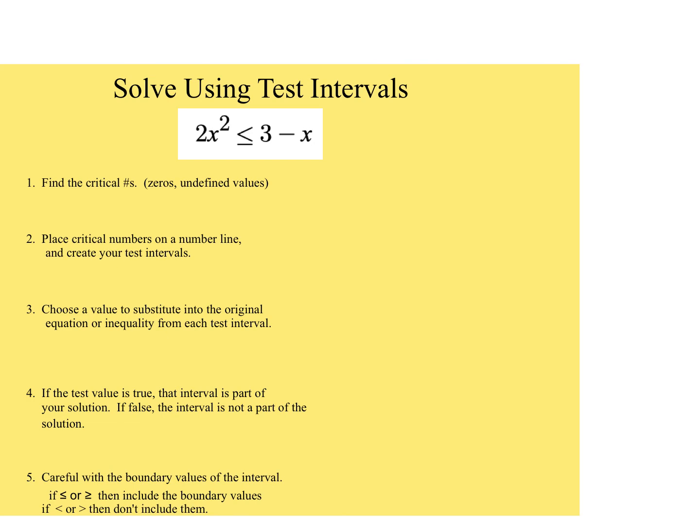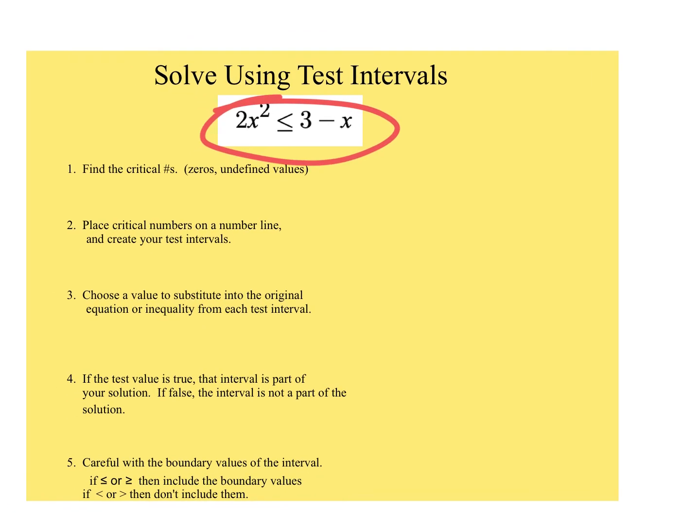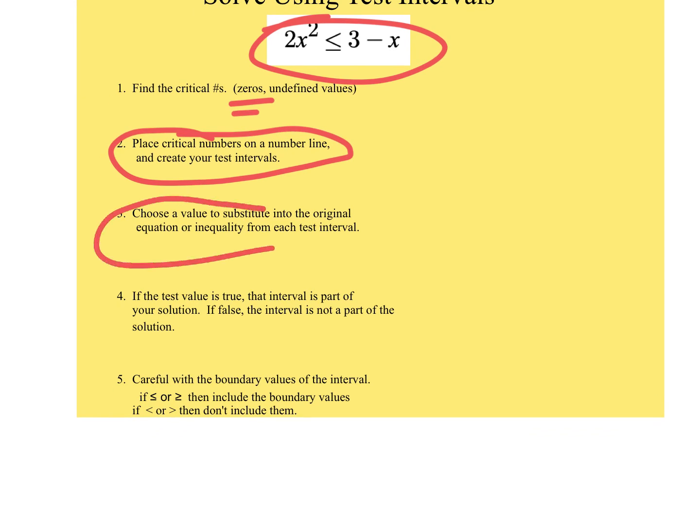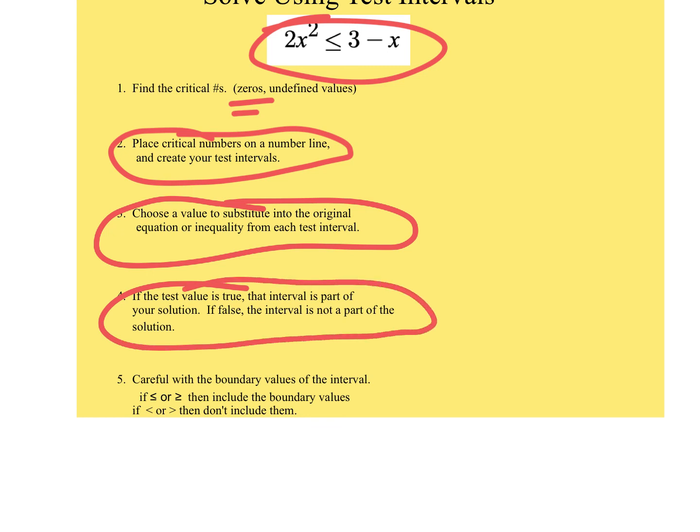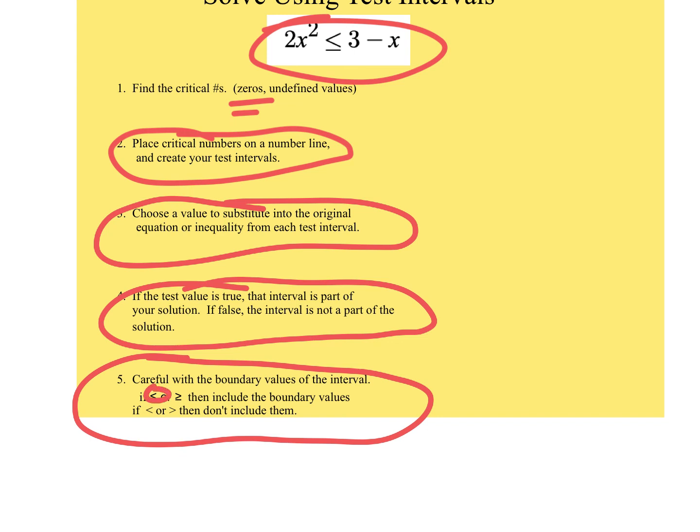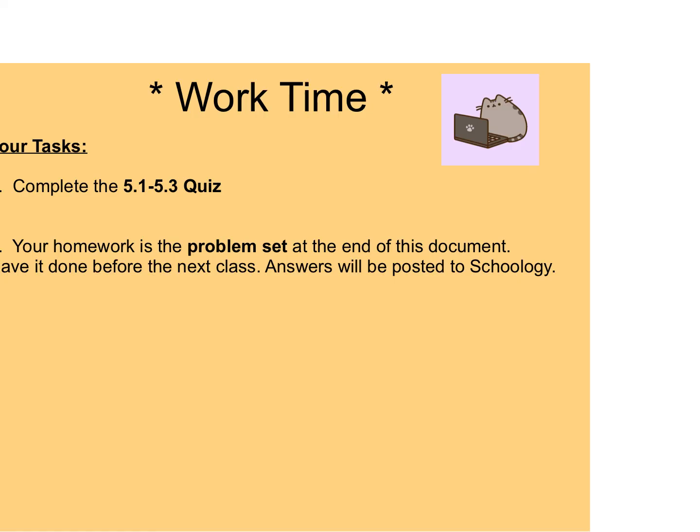So let's go to the homework. And this is just the same exact thing. It's telling you to find the critical numbers, which are the zeros, and put those on a number line and make your test intervals. Then stick numbers in from your intervals and see if it's true or not and whether or not to shade there. Be careful with the boundary values. If it's less than or equal, you use a filled in circle. And if it's less than or greater than, then don't include them, meaning it's an empty circle. I covered all those topics. Just thought I'd show them to you again.